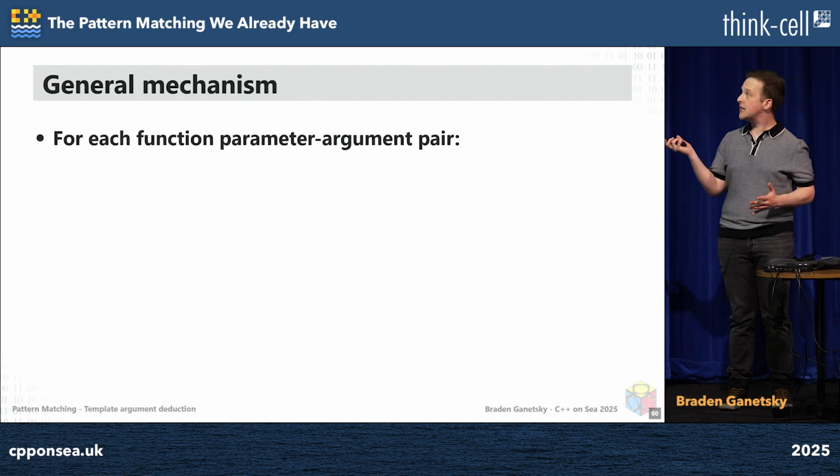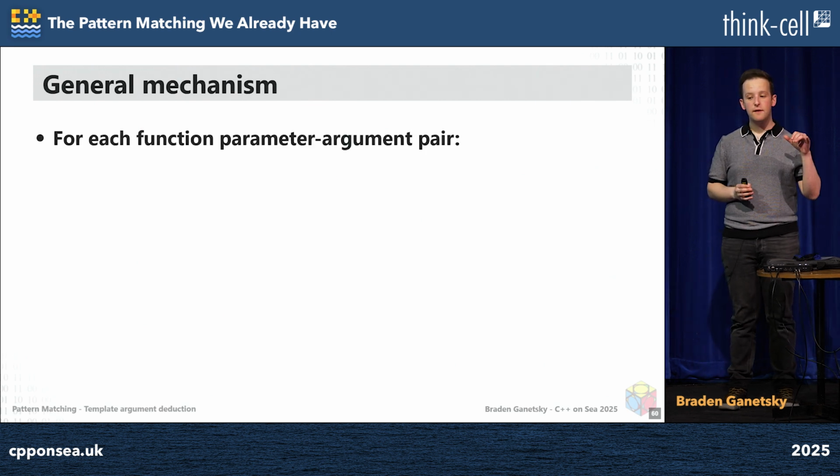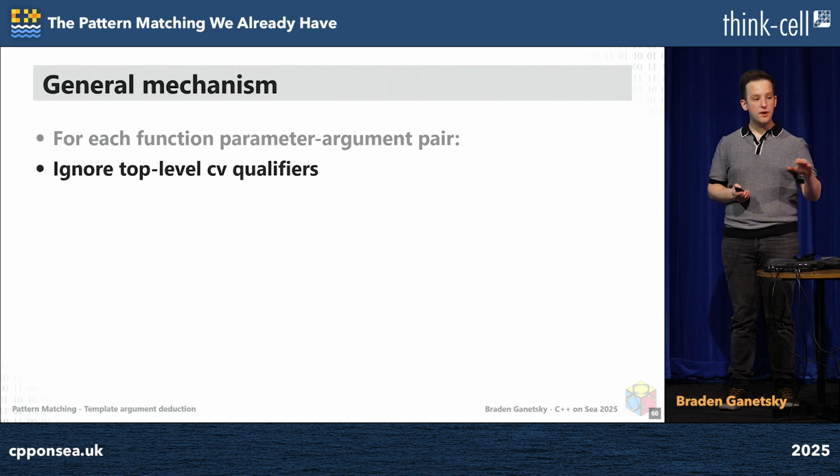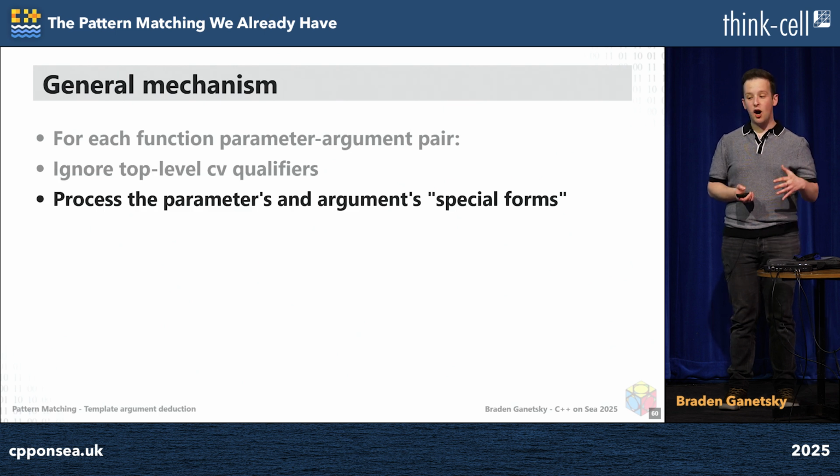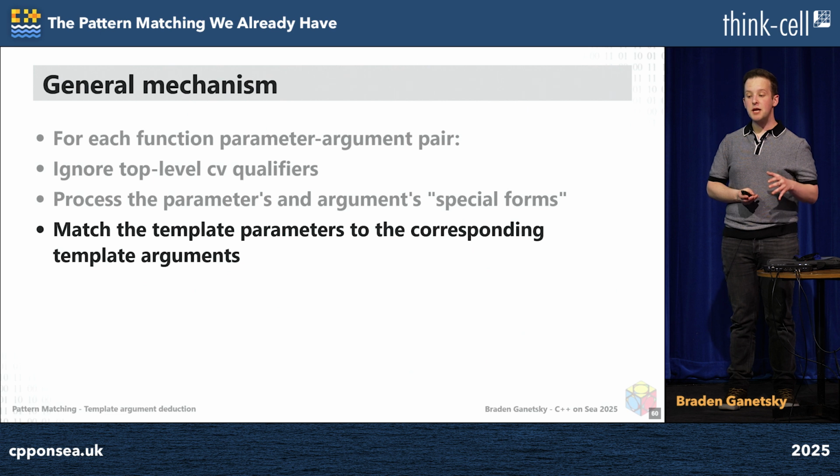So the general mechanism is basically, for each function parameter and function argument pair, you match them up, you ignore the top-level const and volatile qualifiers, just the top level. You process the parameters and the argument's special forms. I'll show what that means on the next slide. And then you match the template parameters to the corresponding template arguments. And we'll do some interactive examples here.